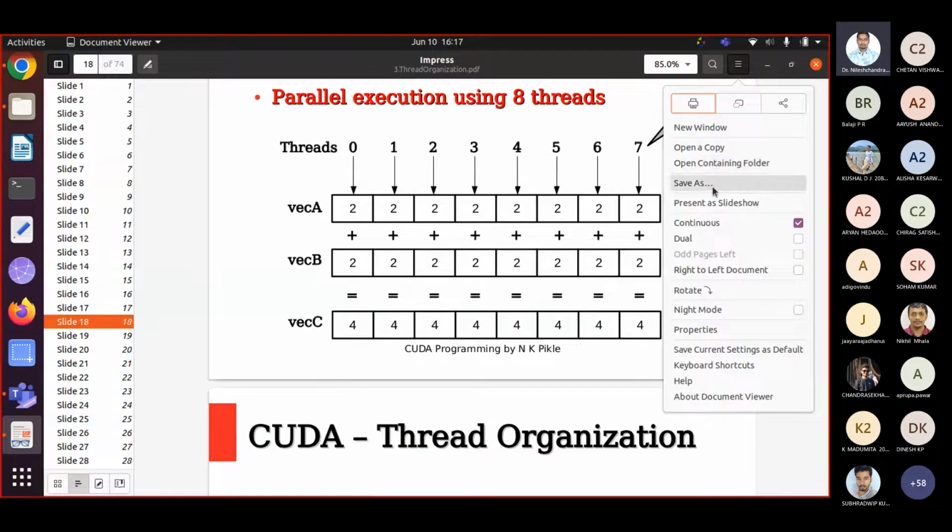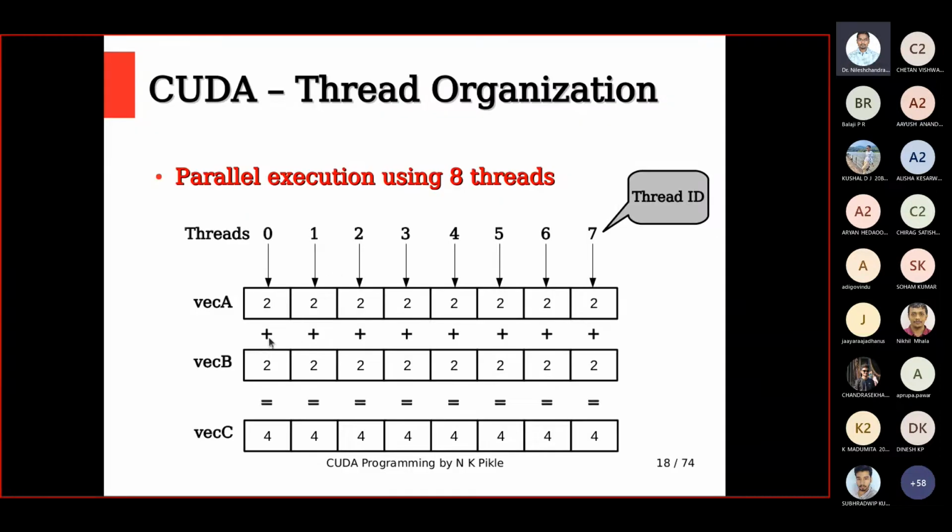So here, all the threads have the same instruction to execute, that is addition of two numbers. All threads are performing addition of two numbers, right? The only thing that is different is that they are working on different data values. So thread 0 is working on index 0 of A and B. Thread 1 is working on index 1 of A and B.